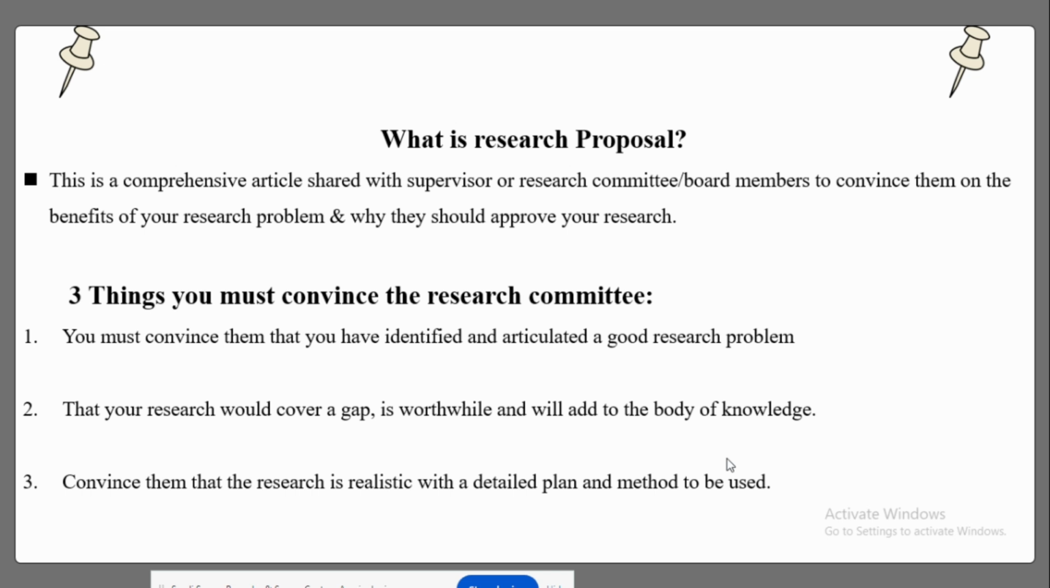You're not trying to just give us a review and yet keep us where we are. No, your research should be able to cover a gap specifically. And then finally, you're trying to convince them that your research topic is actually realistic. Okay, within the time frame you have, within the resources available to you, are you able to carry out the research?